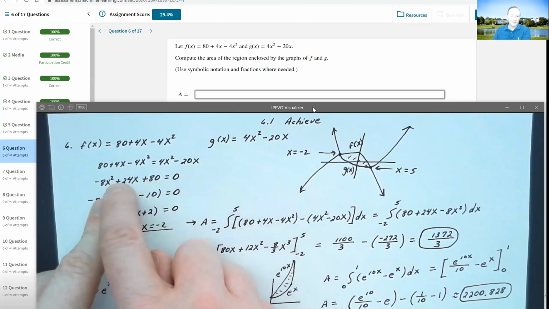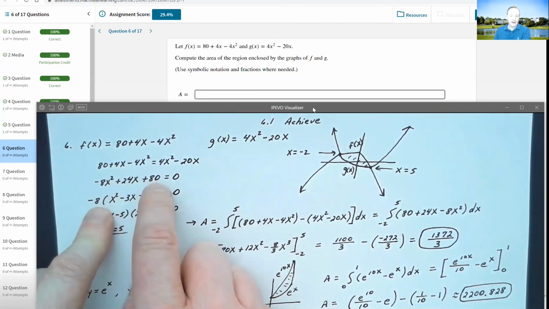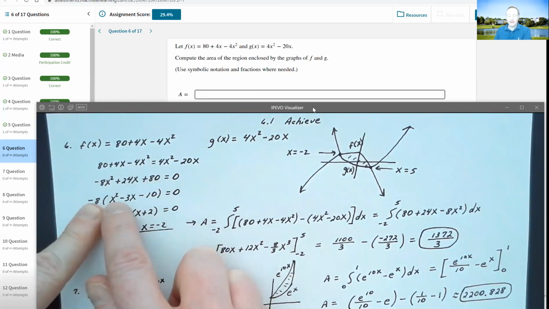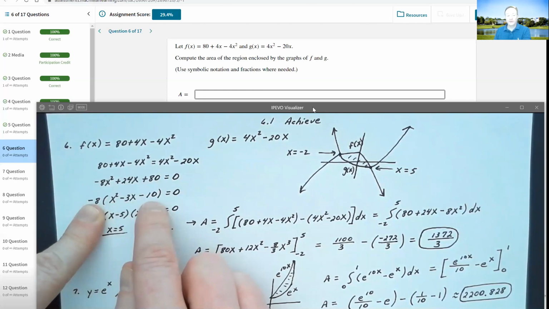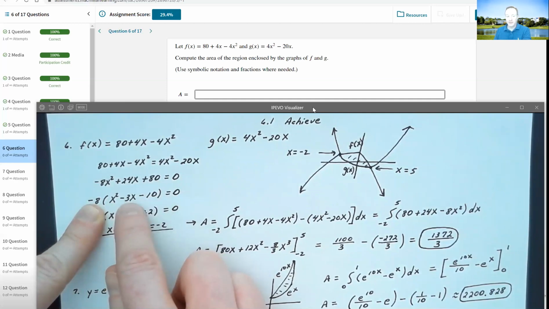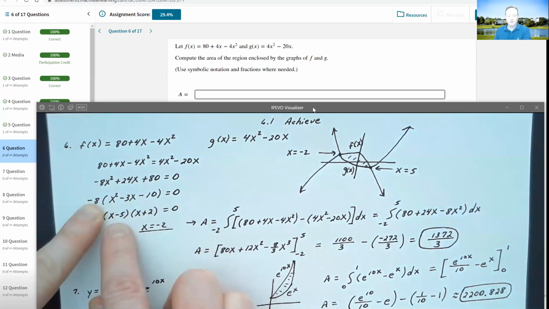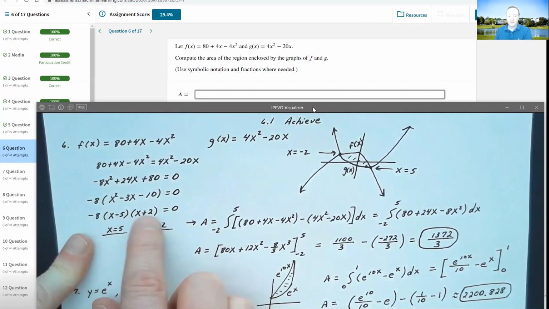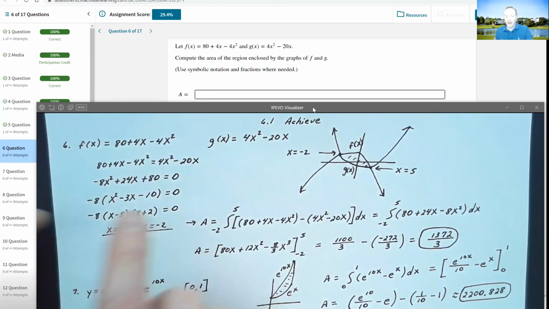Now I looked at this and saw that, well, I could easily factor out a -8, and it should make it easier to factor. When I did, it was x squared minus 3x minus 10. So factors of -10 that sum to -3 are -5 and +2. Factors to x minus 5, x plus 2, which means there's going to be solutions when x is equal to 5 and when x is equal to -2. That's when these 2 functions are equal to one another.